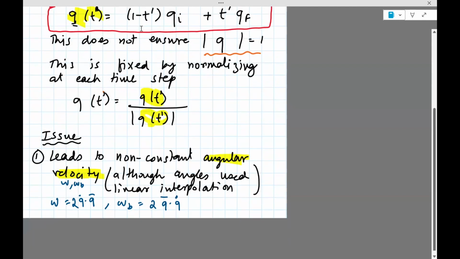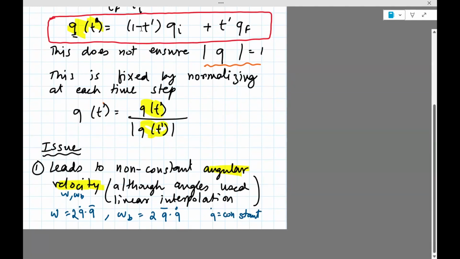Q dot is constant. Why is it constant? Because Q is a linear function of time, so Q dot is constant. But omega turns out not to be constant. And you can see why that's true, because it's a function of Q dot and Q conjugate, which is just taking the non-constant part and negating it. So that will be a linear function. So omega is expected to be a linear function. So that's another issue.